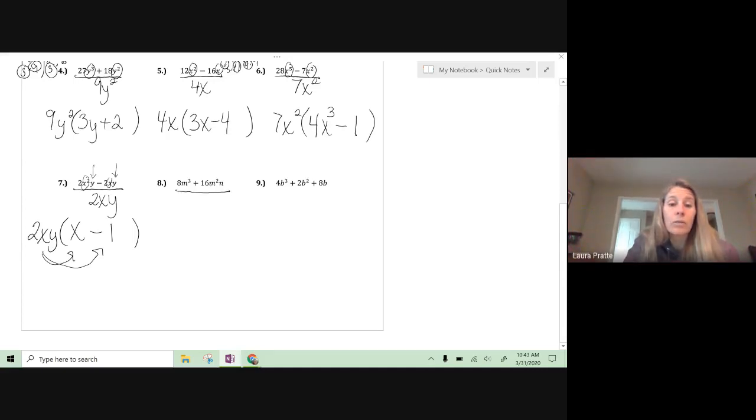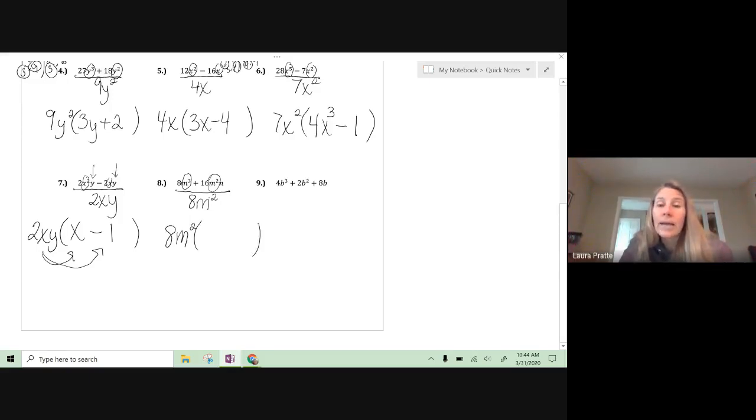8 and 16, what's our GCF between 8 and 16? 8. Both of them are divisible by 8. Then you have m cubed and m to the second power. The smaller of those m's would be part of your GCF. And then the first term does not have an n, but the second term does. So n cannot be part of our greatest common factor because the first term does not have any type of an n. So our GCF would just be 8m squared.